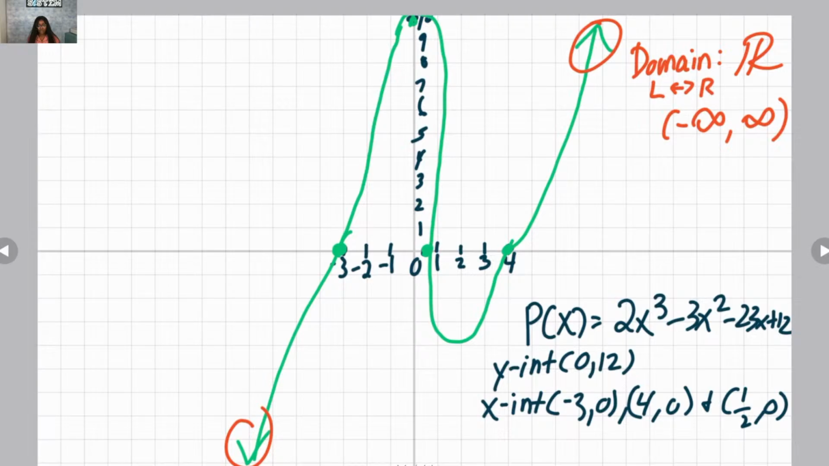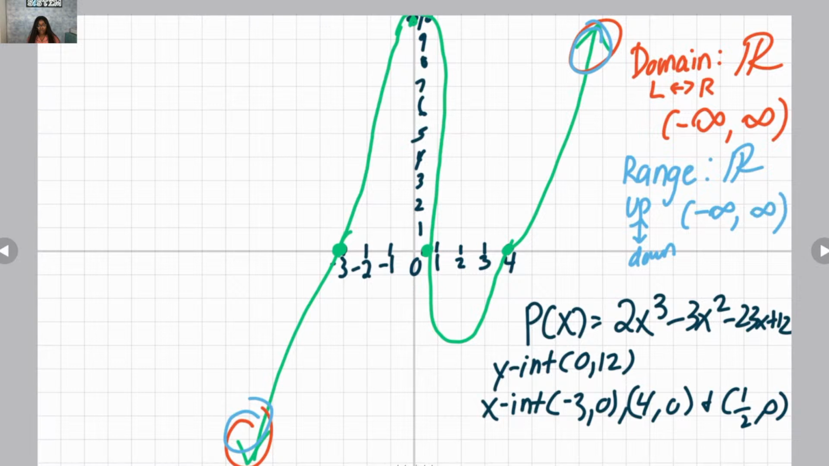Similarly, with range, it's very similar. You want to notice up and down. And you look at your arrows again. It looks like this graph is going to go all the way up forever as well. It's also going to go all the way down forever. It will never stop. So this too is also all real numbers. Similarly, you can write it the same. It's negative infinity to positive infinity.